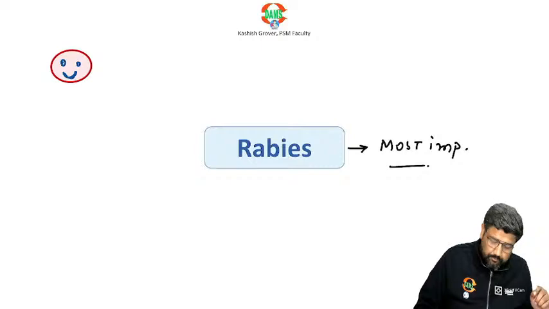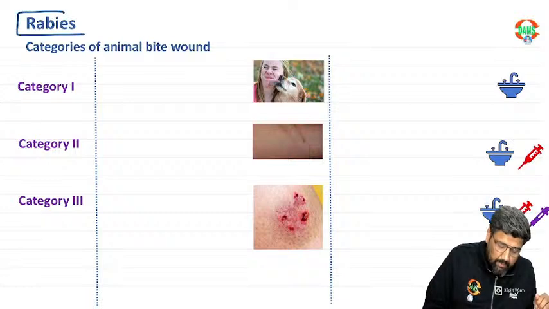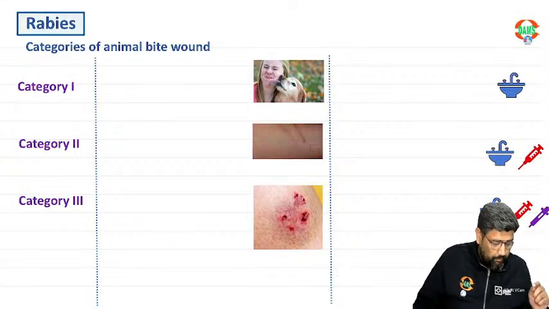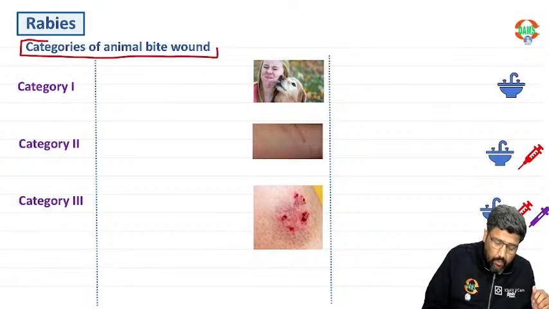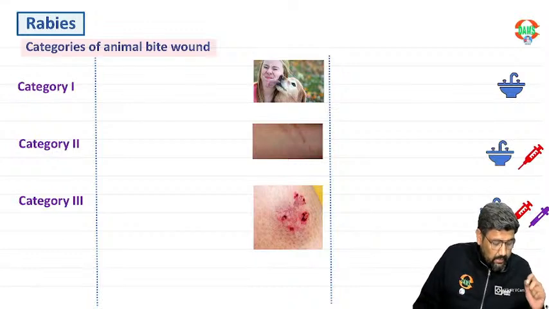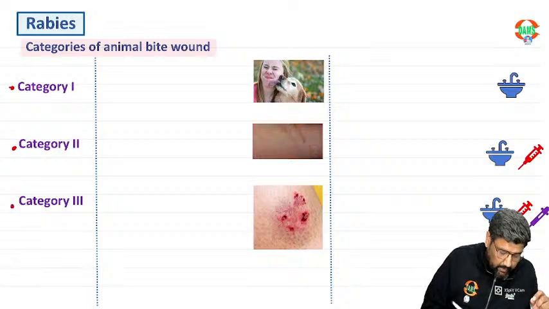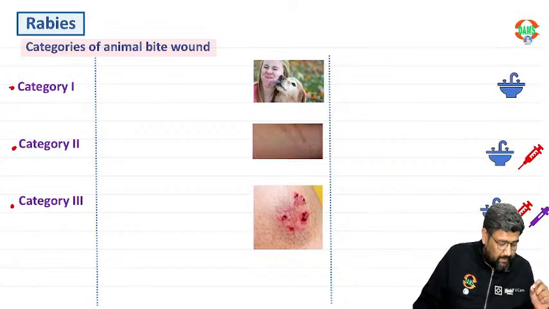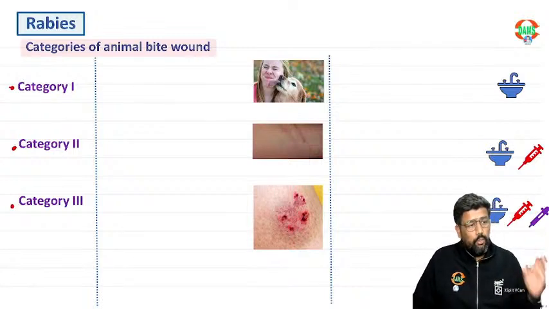All right then. Coming to rabies, the first thing I'm going to take is the category of animal bite wound management. Guys, this is a very important topic, and there are a total of 3 categories: category 1, 2 and 3.